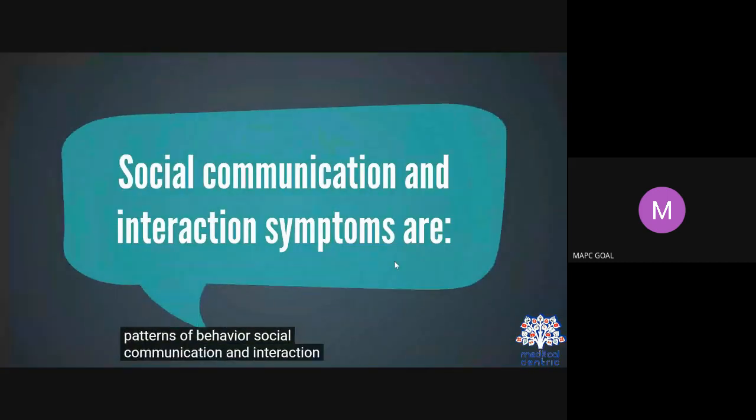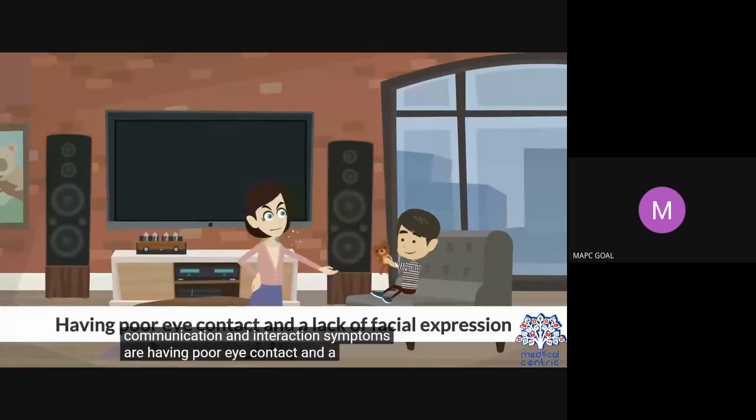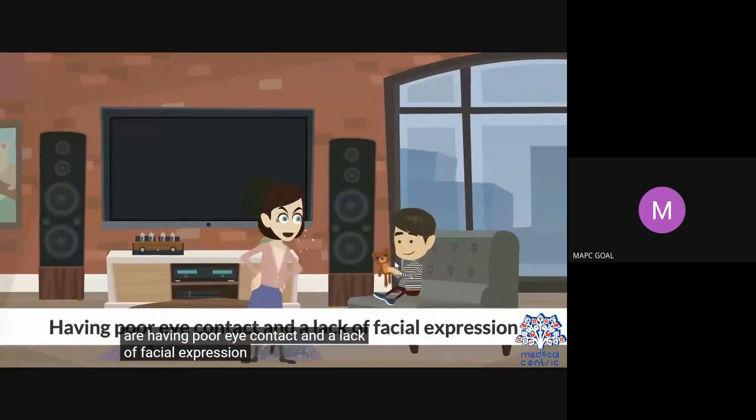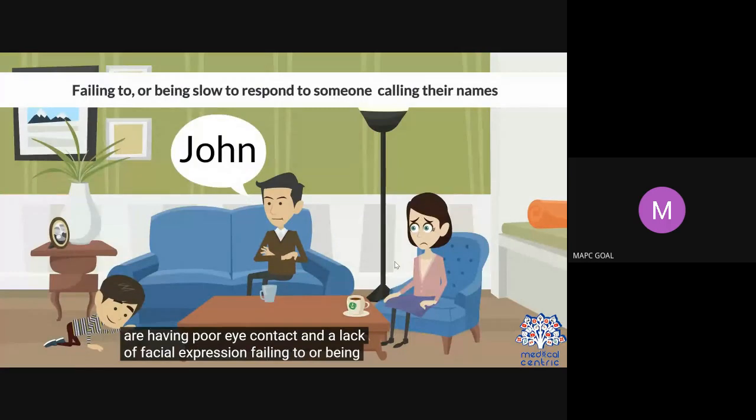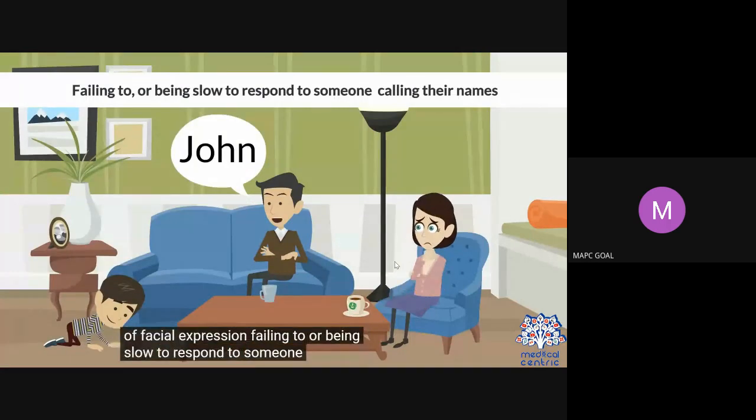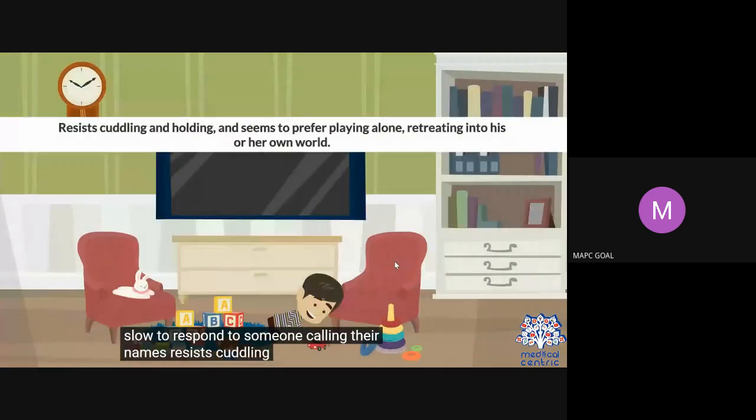Social communication and interaction symptoms are having poor eye contact and a lack of facial expression, failing to or being slow to respond to someone calling their name, resisting cuddling and holding, and seeming to prefer playing alone, retreating into his or her own world.